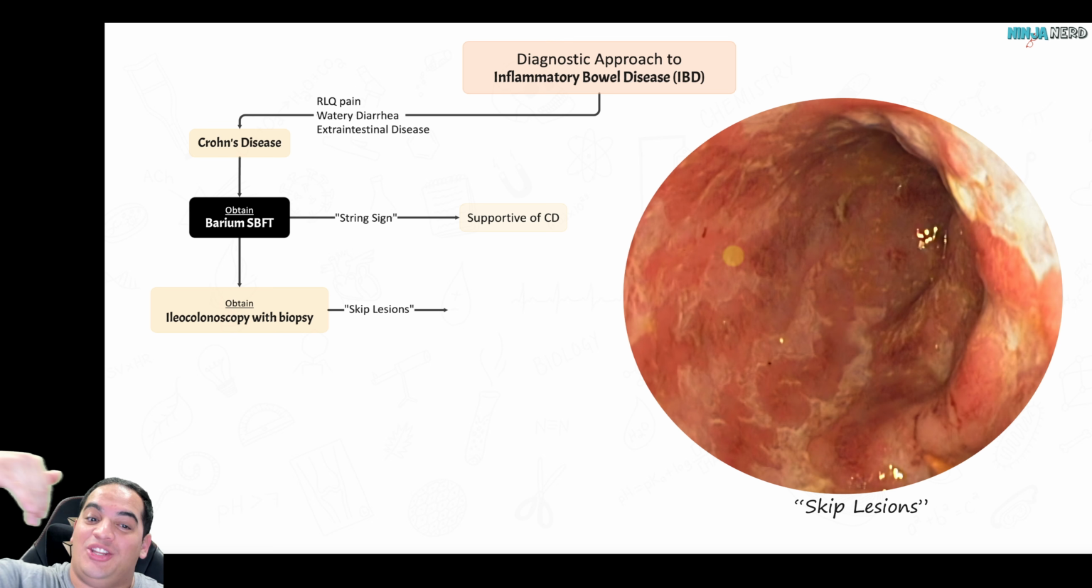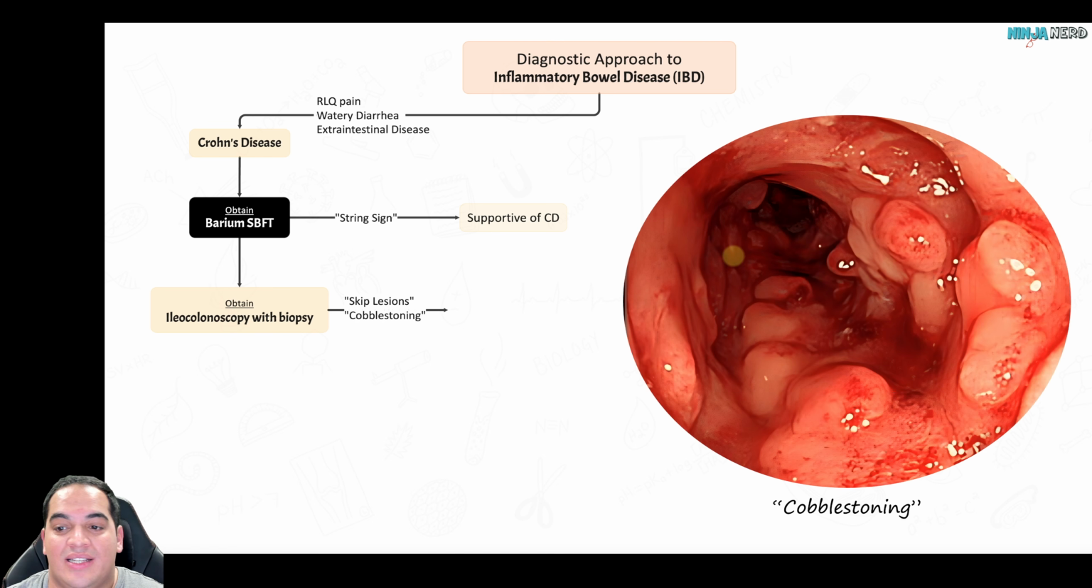It's not a continuous lesion. The other thing is that it usually has this weird cobblestoning appearance. You see this? This is a terrible type of inner-looking mucosa, and this is super suggestive of a patient having Crohn's disease.